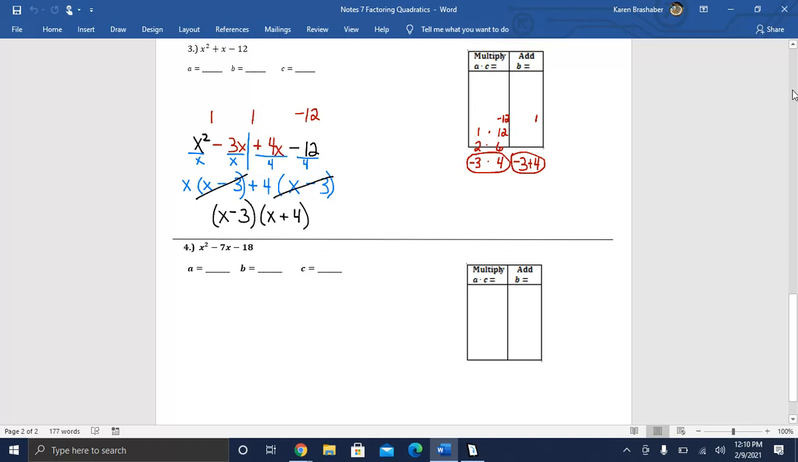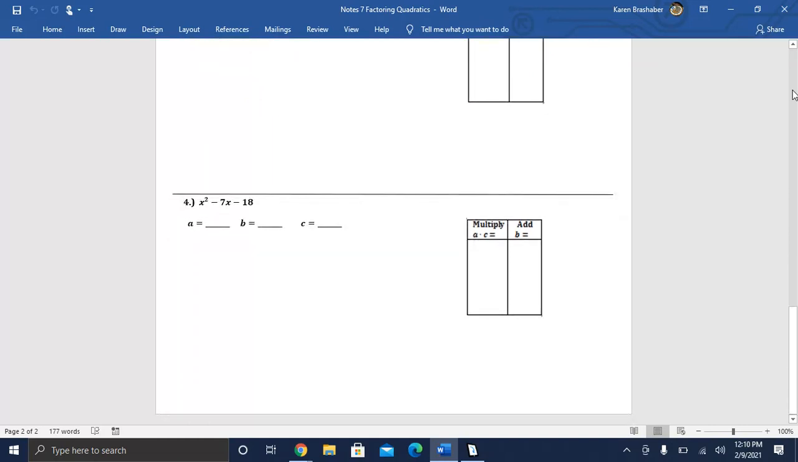So I do have actually one more after this. I had forgotten that I had 4 examples. So our last example is x to the second minus 7x minus 18. So no common factors are there. Our number in front of x squared is a 1. B in this problem is negative 7, and C is negative 18. So our table: A times C, 1 times negative 18 is negative 18, and our B is negative 7.